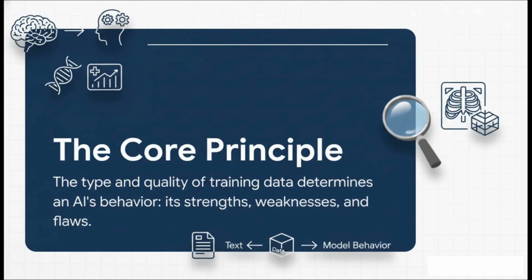Okay, if you zoned out for everything else, zone back in for this. This is the one rule to rule them all. The data you train an AI on completely determines how it behaves. Period. It defines what it's good at, what it's bad at, and where it's going to fail spectacularly.